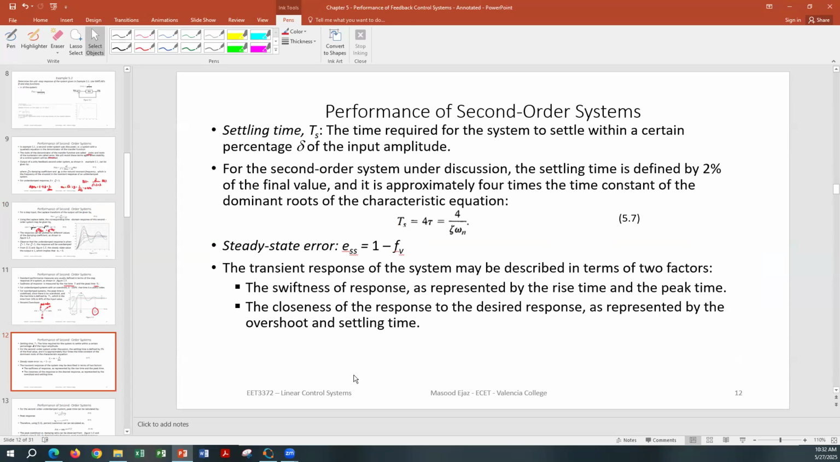And the settling time is approximately, as it is given here, 4 times the time constant, or 4 divided by zeta omega n. And that is for the 2% value of delta, 2% of the final value. Steady state error, we know, is the difference between input, which is the step response, and the final value of the output, which is the y_ss. That's a steady state error.